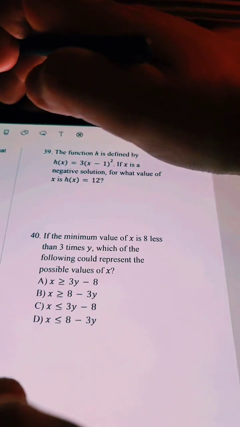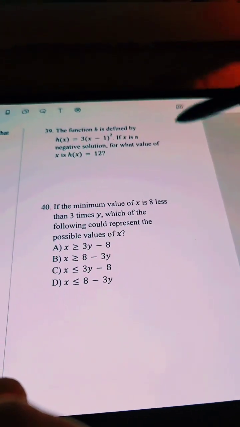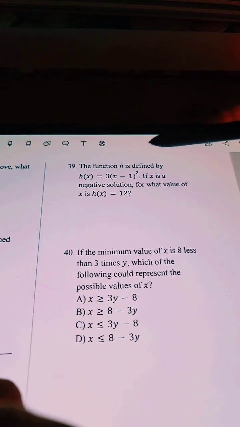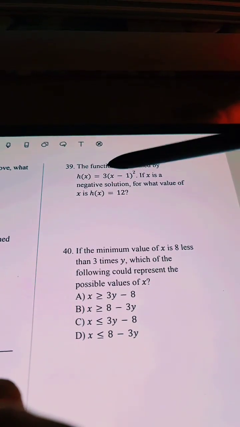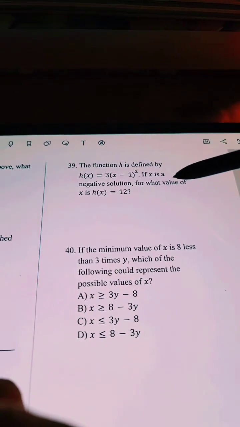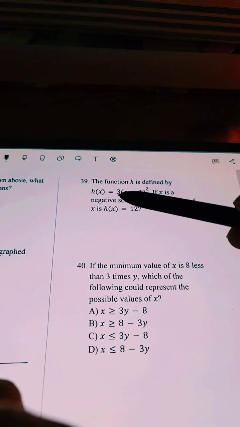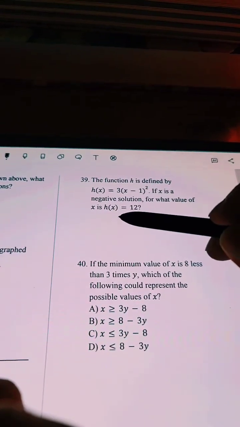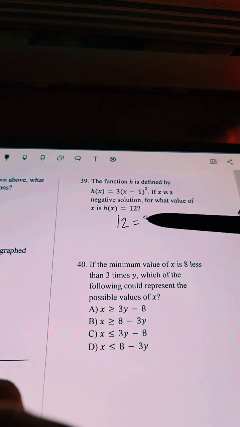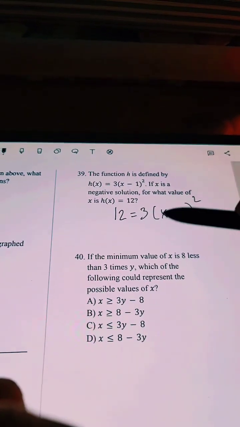The function h is defined by h of x is equal to 3 times x minus 1 squared if x is a negative solution. For what value of x does h of x equal 12? So instead of writing h of x, I'm going to put a 12 on there. And then I'm going to have 3 times x minus 1 squared.